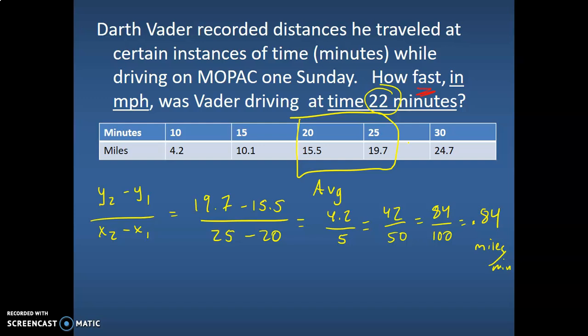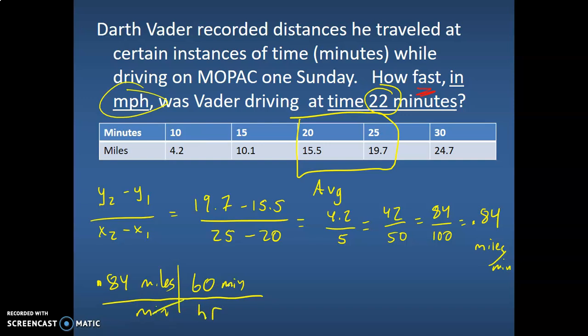It didn't want miles per minute, it wanted miles per hour. So if I have 0.84 miles per minute and I want to convert it to hours, I can just do 60 minutes is 1 hour, and this will give me a miles per hour. So if I do 0.84 times 60, I'm going to go ahead and just cheat and use my calculator, and that would give me 50.4 miles per hour.